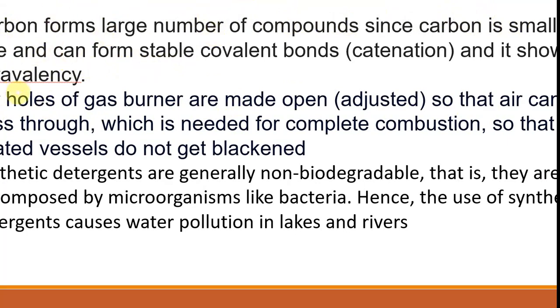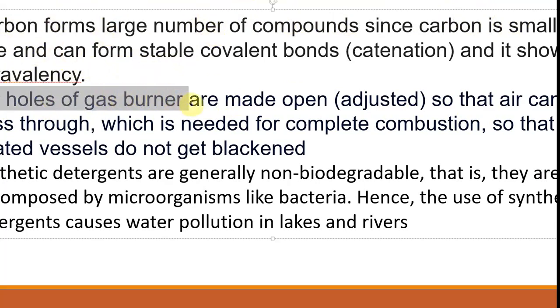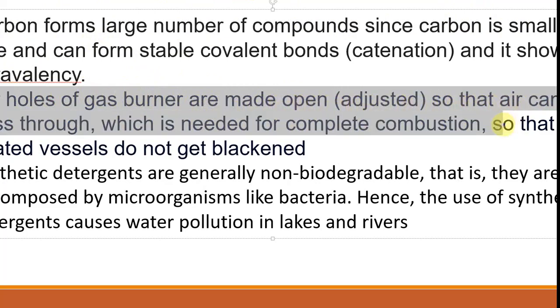So these are the points. And the air holes of a gas burner are made open so that the air can pass through, which is needed for complete combustion. If there is incomplete combustion, there will be a yellow flame and the bottom of the vessels will be blackened. If it is converted to complete combustion, nothing will happen. To convert it into complete combustion, what we have to do is allow oxygen. So for that, we have to adjust the holes.